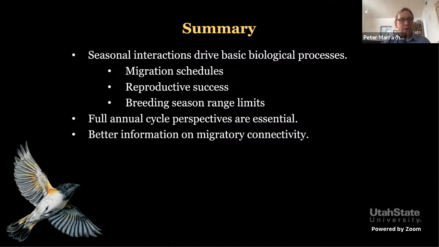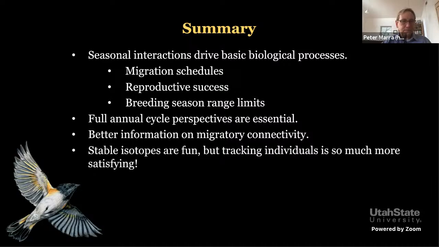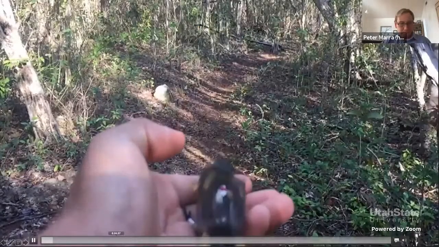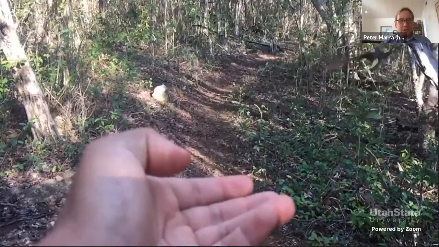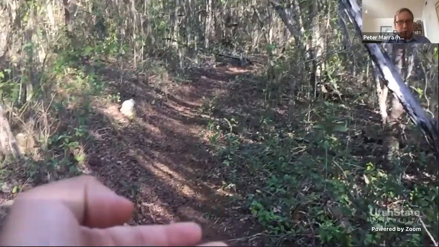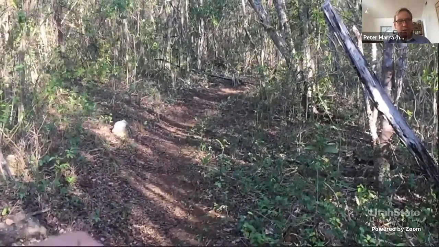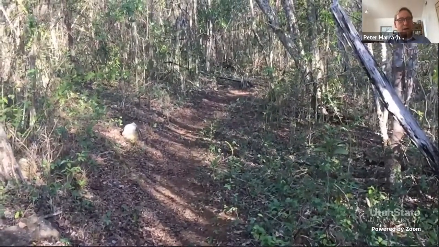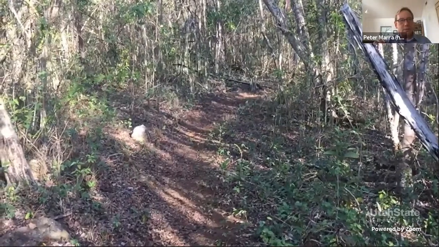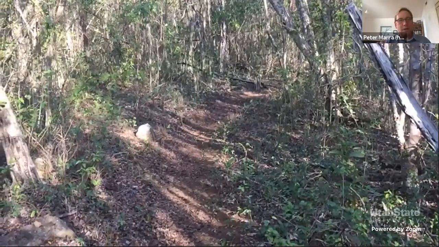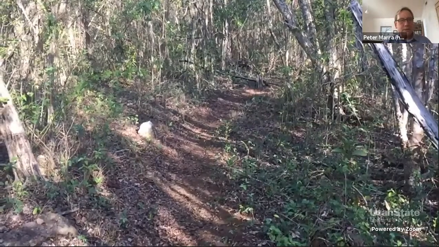So you're working with, if not the same individuals, at least the same populations. And while these stable isotopes are fun, tracking individuals and using automated telemetry and a variety of things is so much more satisfying. And that's the direction that this work is moving. We've just in the past few years started to use these light level geolocators, which basically on the backs of redstarts, weigh about 0.3 of a gram. So redstarts can carry them, and redstarts are pretty tough birds.